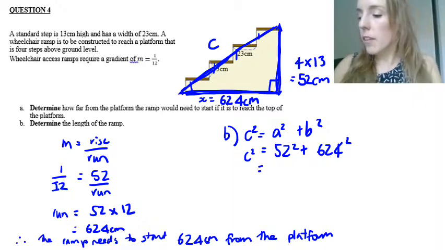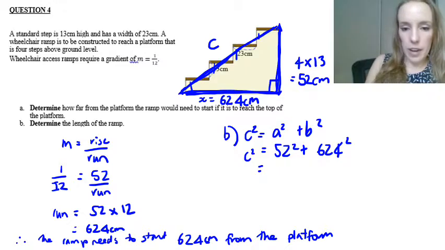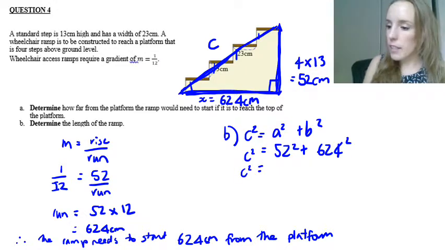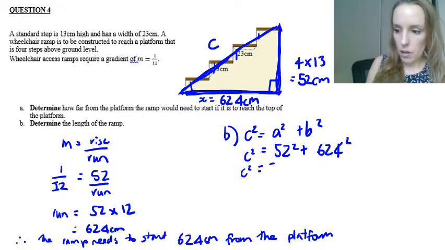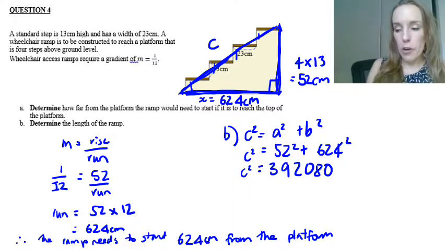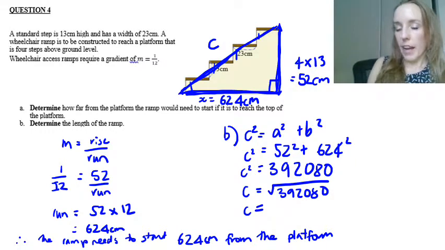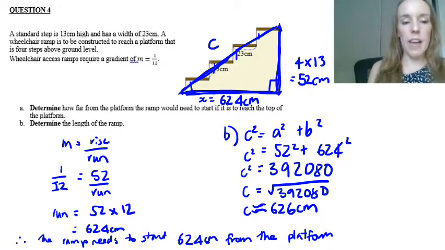So I'll type that into my calculator. So 52 squared plus 624 squared. So C squared is actually equal to, let's see that, 392,080. Okay, and now just to find the length, we obviously do the square root of both of those. So C is going to be equal to the square root of 392,080, which if I type into my calculator, square root, okay, so we're going to get approximately, just round it here, 626 centimeters. So that way we have determined the length of the ramp.